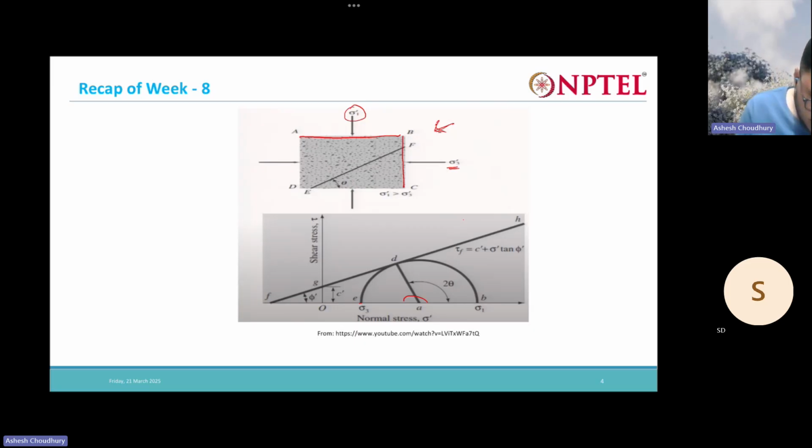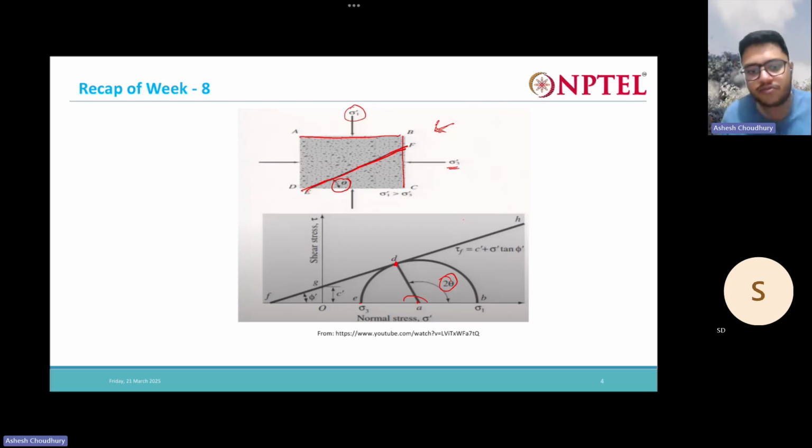Now this is our failure plane. This failure plane makes an angle theta with the horizontal, so in the Mohr circle it will make an angle twice theta from the center. Here, at angle twice theta, this point D represents our failure plane.